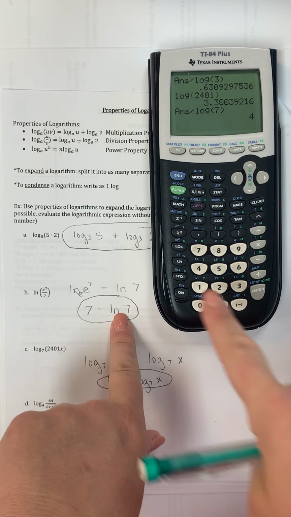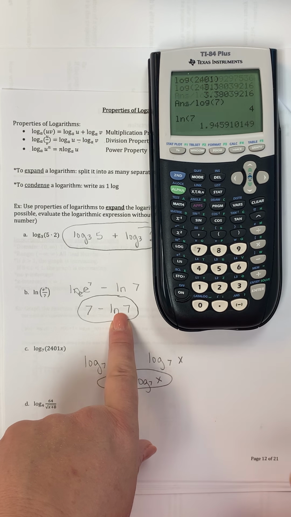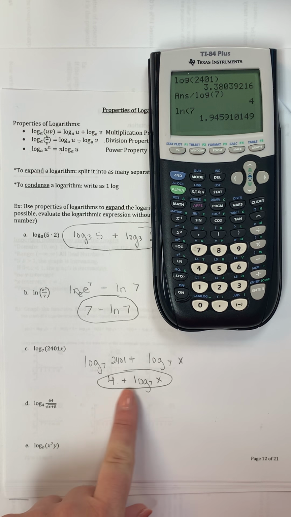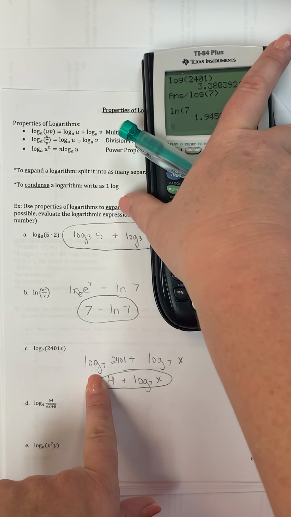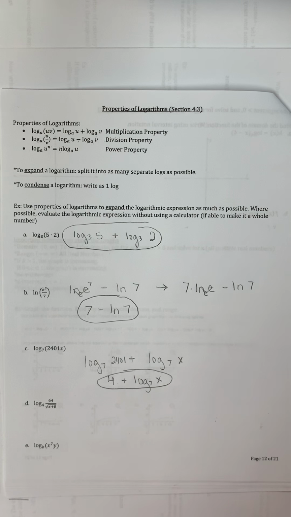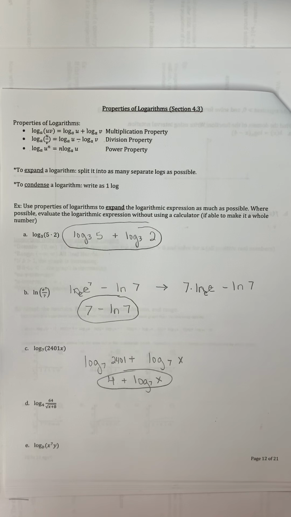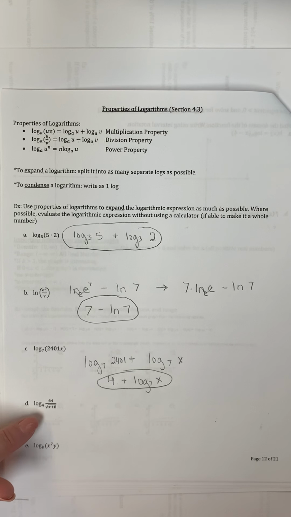Now, I could have also tried the ln of 7, but that's not going to work as a whole number either. Okay, so it's always a good idea to just try and see, could some of these crazy ones end up being a whole number? And if they are, go ahead and do that. If they only become a decimal, leave it alone. Okay, all right, let's look at D.